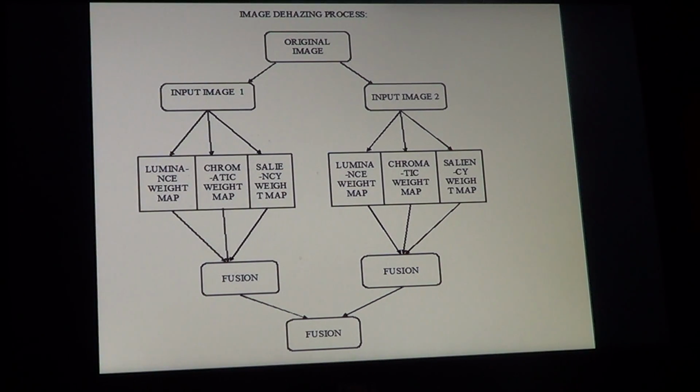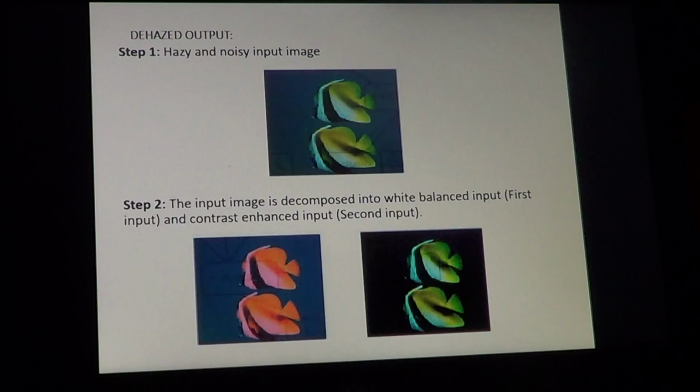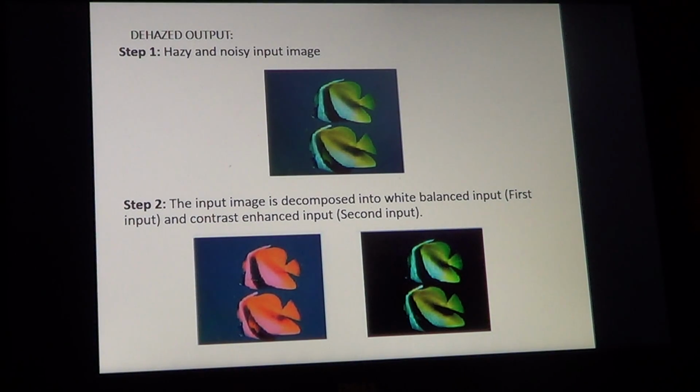So after performing these weighted maps, by using the fusion process, we are going to fuse both inputs and obtain the original output image, that is the dehazed image. So this is the example we are going to explain. First, the hazy and noisy input image is given to this process.